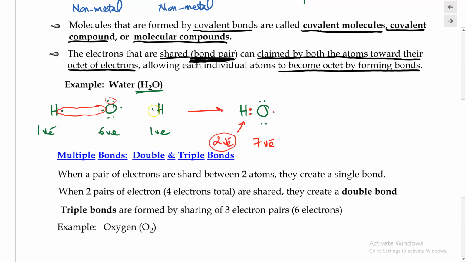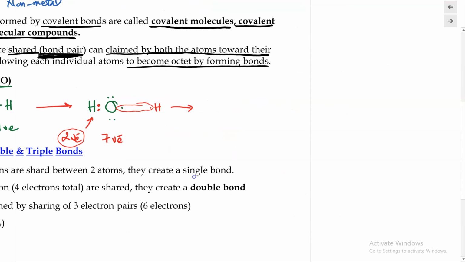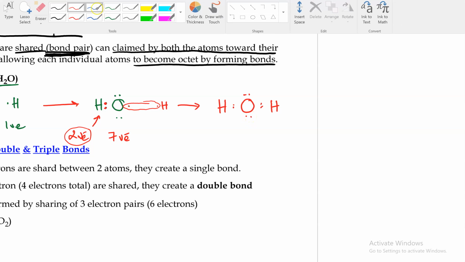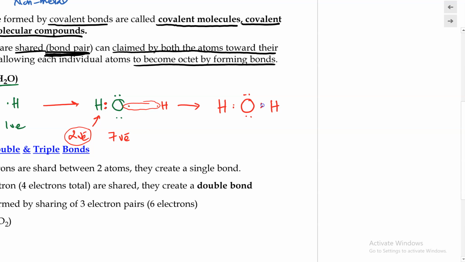And we can see there's still another hydrogen, and that hydrogen will then come in and share its electron with the oxygen as well, bringing those electrons together. And now the resultant structure will be as follows. So the lone pair of electrons on the right is now being shared between the new hydrogen and the oxygen.